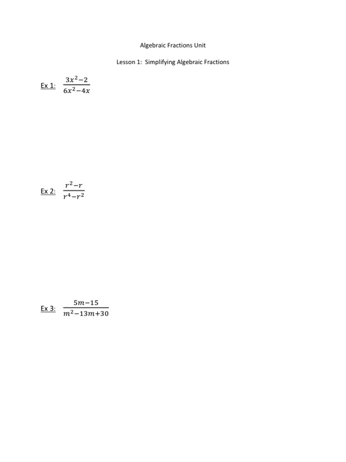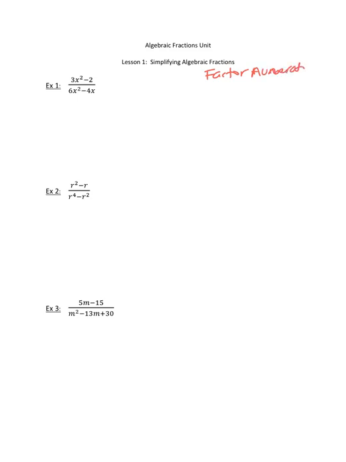When you're simplifying binomials and trinomials, you have to make sure you factor your numerator and denominator as much as possible, because only then can you cross out common factors.